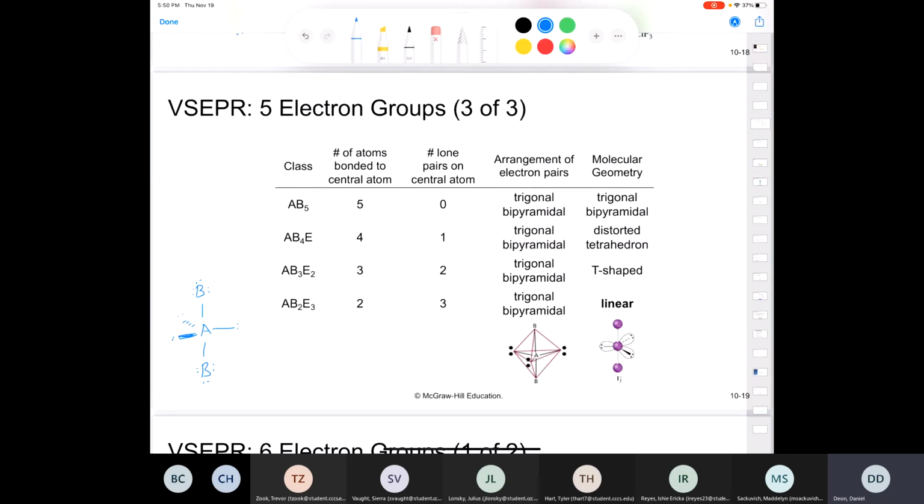Again, you got to understand this. I got to drive this point home. Look at these molecular geometries: trigonal bipyramid, distorted tetrahedron, T-shaped, linear. They all have the exact same electron geometry. You got to understand that. I'm repeating myself like an old man here, but I'm 43. I've earned the right to do that.